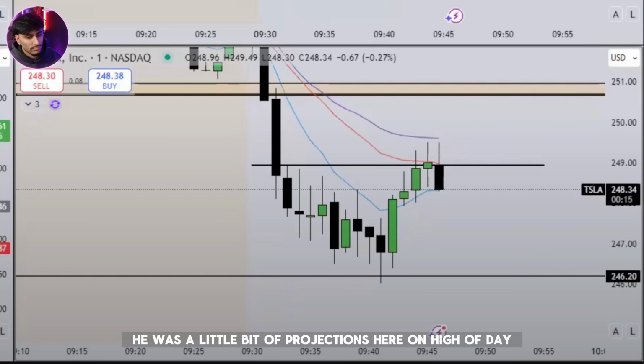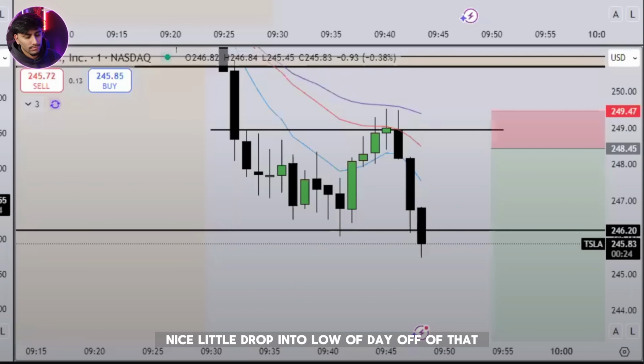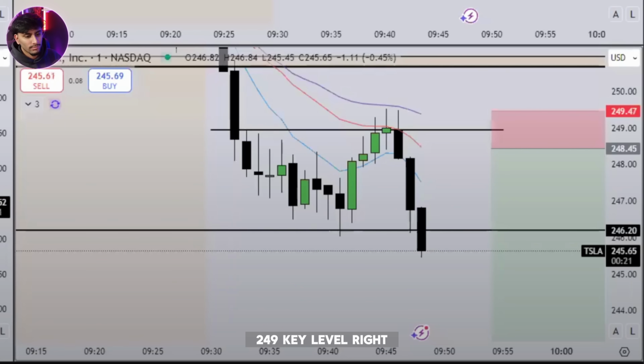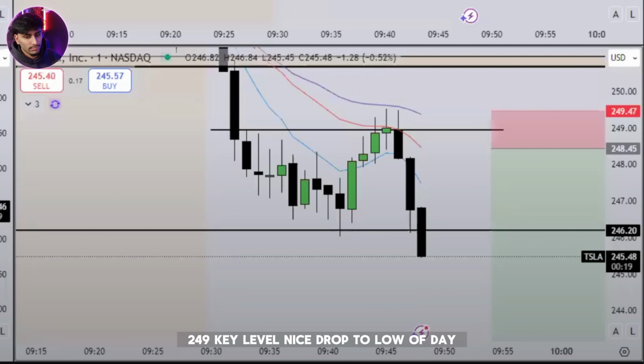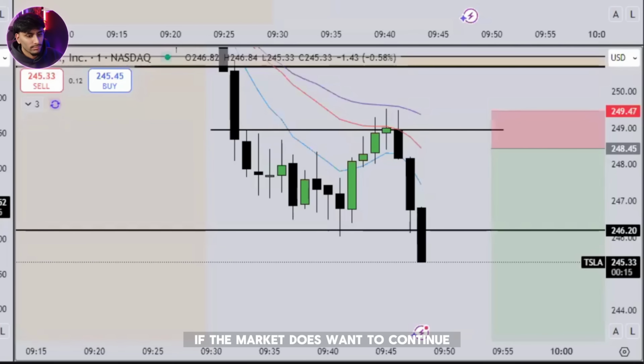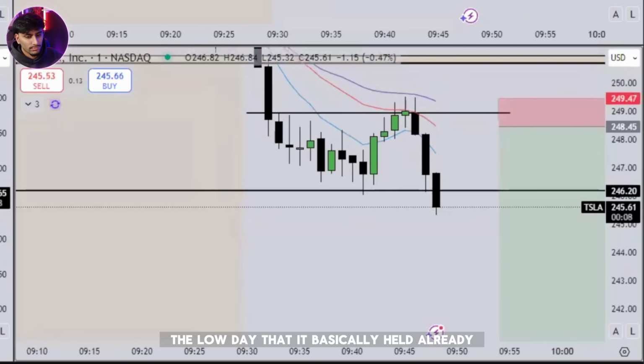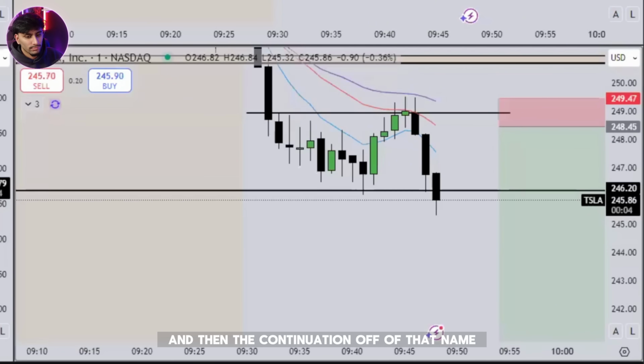He used a little bit of rejections here on high of day, and then Tesla obviously, right, nice little drop into low of day off of that 249 key level, right? 249 key level, nice drop to low of day. What we could be looking for now, if the market does want to continue and Nvidia doesn't show strength, is the Tesla retest into 246, right? So basically the low of day that it basically held already, and then the continuation off of that name.